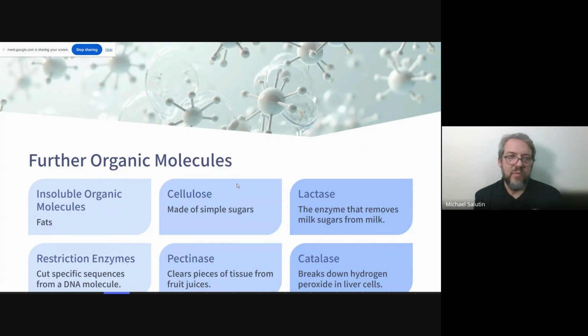And finally, we have catalase. Catalase is the one we did in the lab. It's the one that breaks down hydrogen peroxide in liver cells in order to detoxify them and make sure that that very toxic and damaging chemical is not present in the liver where it could really do some damage. Okay, let's move on.